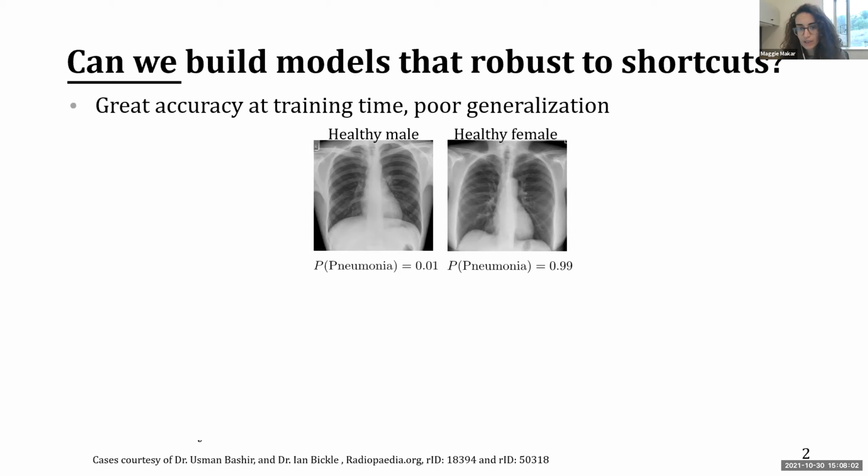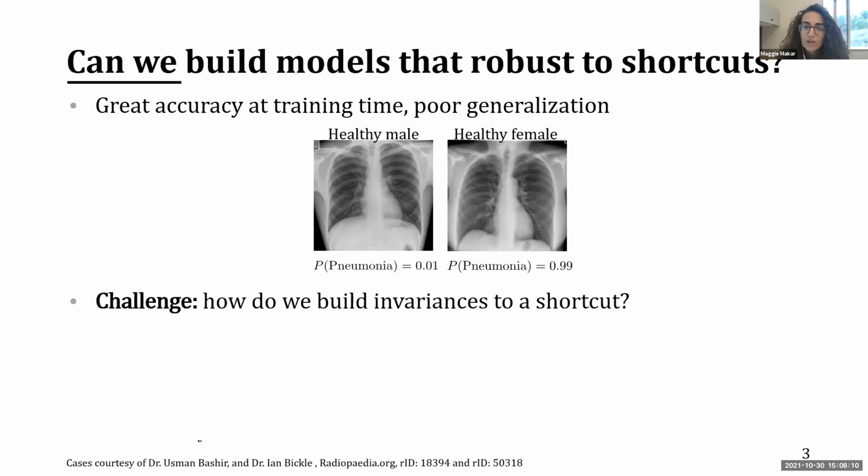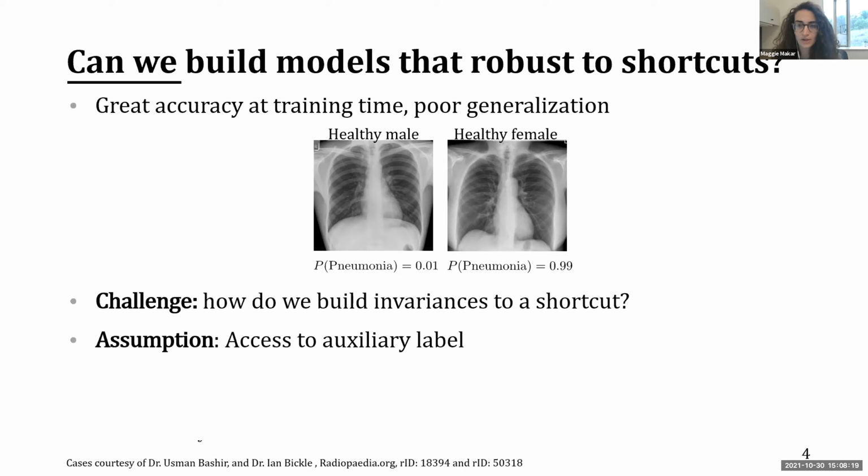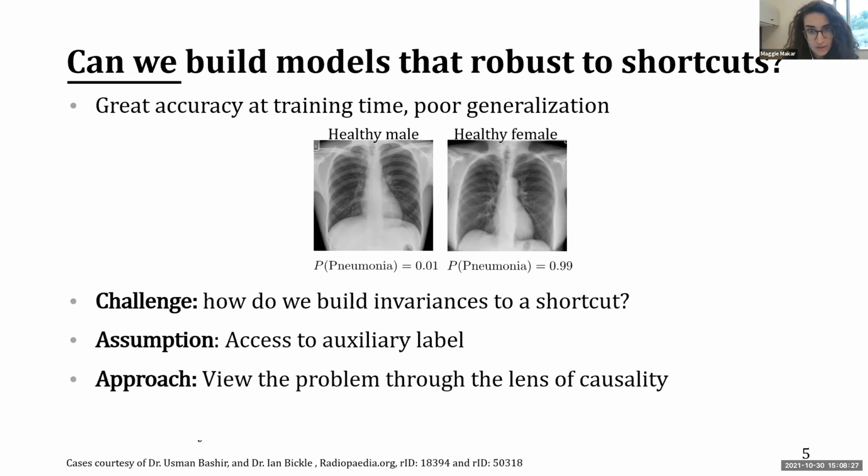More generally, shortcut learning happens when the model relies on spurious correlations that exist at training time, but break at testing time. So the question we're asking in this work is, can we build models that are robust to these shortcuts? We're going to assume that we have access to an auxiliary label at training time, but not necessarily at test time. In the example I'm giving, the auxiliary label is the sex of the patient.